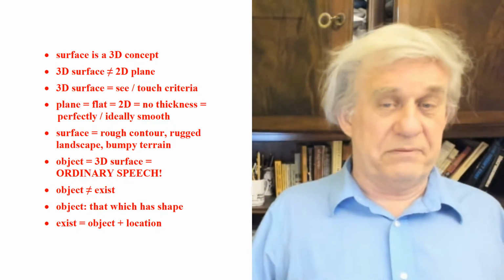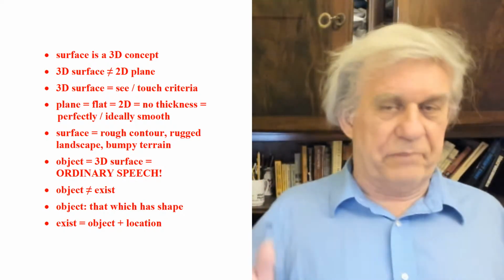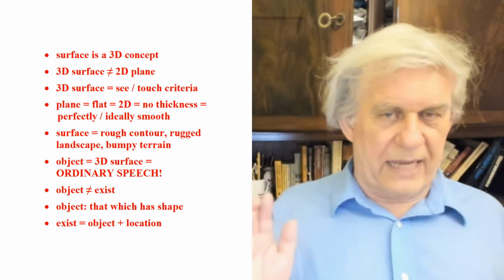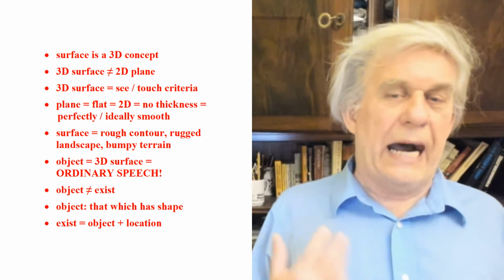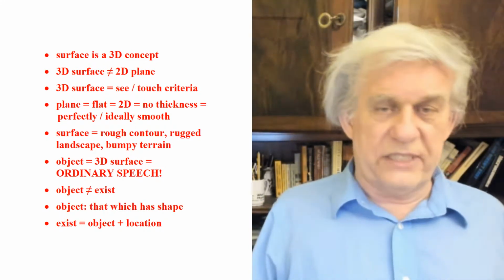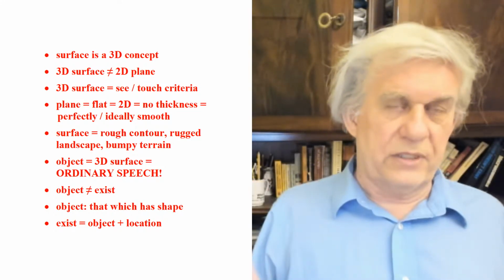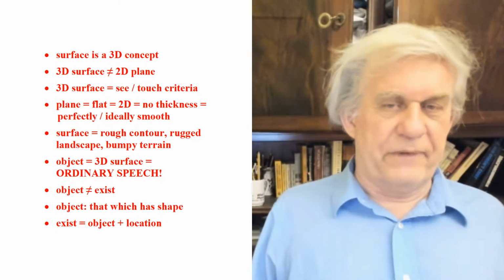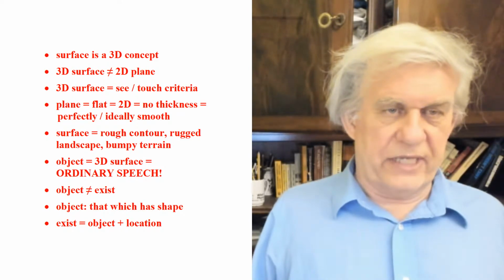The only difference between 2D objects and 3D objects is the word exist, which is a separate issue. But as far as object is concerned, we have to find out what the word object means. And we define it as that which has shape, and that includes all 2D objects, because that's the universal property that all objects have. Okay, shape.